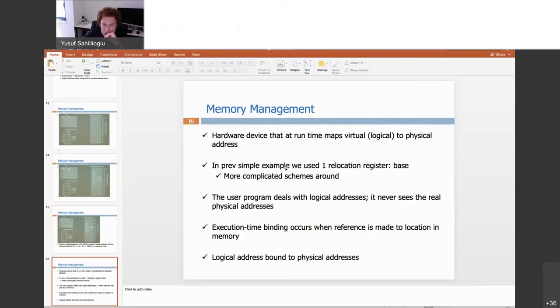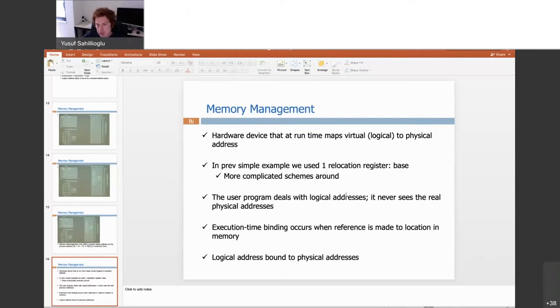Memory management is continuing then. The memory management unit is a hardware device that at runtime maps virtual addresses. We need this conversion that maps the logical or virtual, same thing, address into a physical address. In the previous simple example, we used one relocation register, called the relocation register base. And there are also other schemes around.